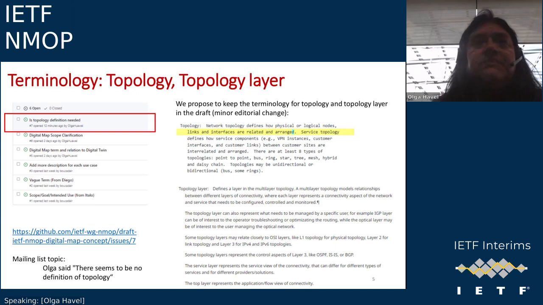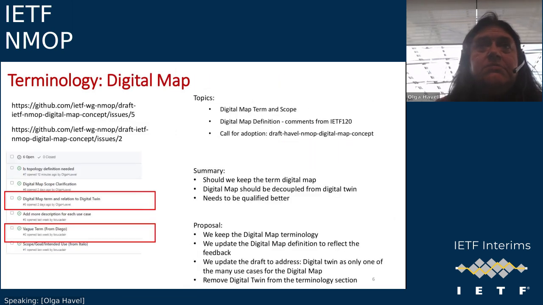Okay, thank you. So the first thing was about topology. The next thing was about the digital map. So these are the two issues. I won't go into them. There were different topics on the mailing list. Summary, as I mentioned, keep the term decoupled from digital twin, qualify better. And we updated this in the draft.